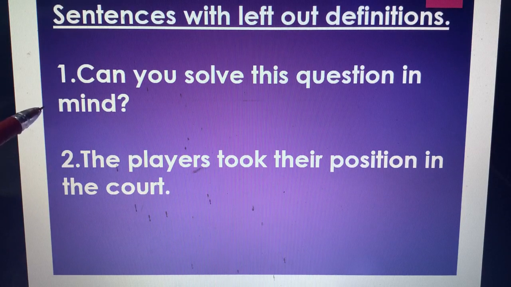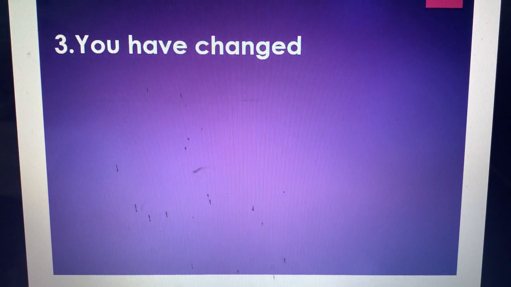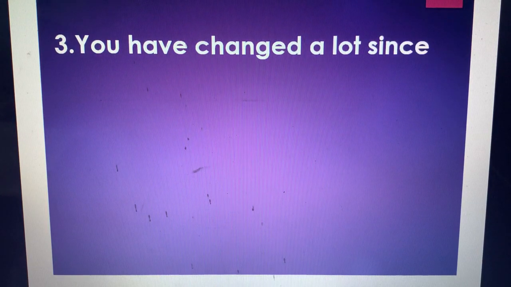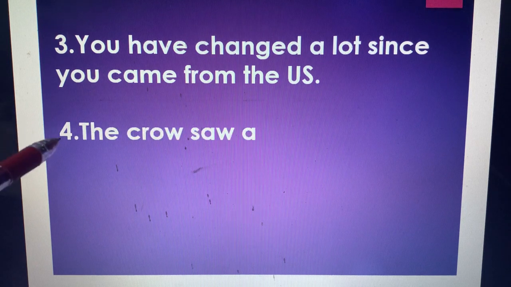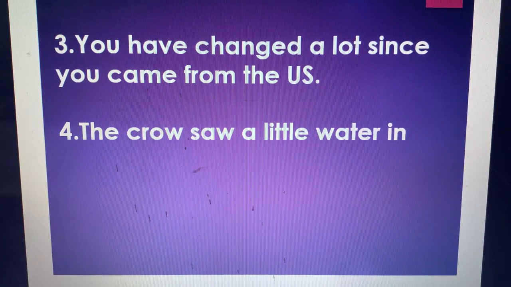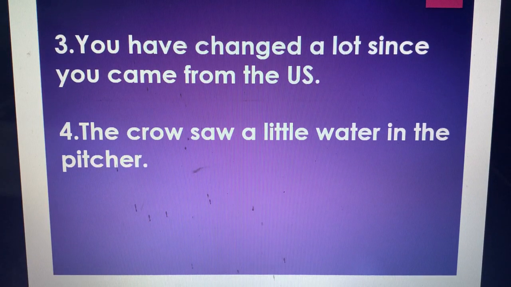कर लिए. फर्स्ट इज माइंड, कैन यू सॉल्व दिस क्वेश्चन इन माइंड. देन देयर वाज अ वर्ड कोर्ट, द प्लेयर्स टुक देयर पोजीशन इन द कोर्ट. थर्ड नंबर इज, यू हैव चेंज्ड अ लॉट, बदल जाना, डिफरेंट सिंस यू केम फ्रॉम द यूएस. Fine. The fourth sentence which was left is, the crow saw a little water in the pitcher. The crow saw a little water in the pitcher.